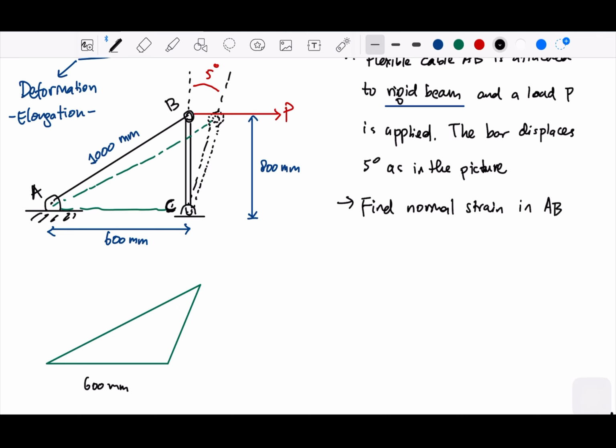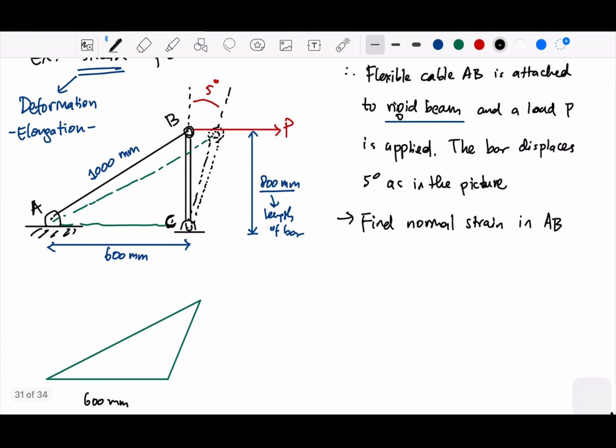And this 800, I forgot to mention, is actually the length of the bar. We can take this, and I'm sure that it's still 800 here because it's mentioned as a rigid beam. Every time you find "rigid" in the questions, it means the length will stay the same, not stretch. Rigid beam, so it will still be 800.